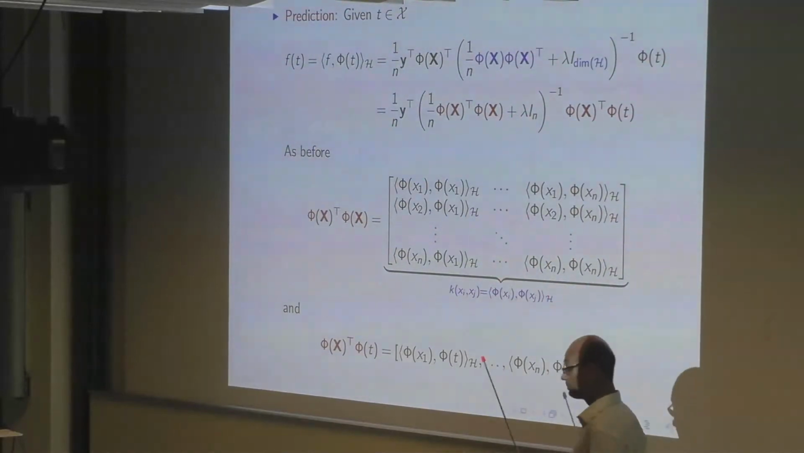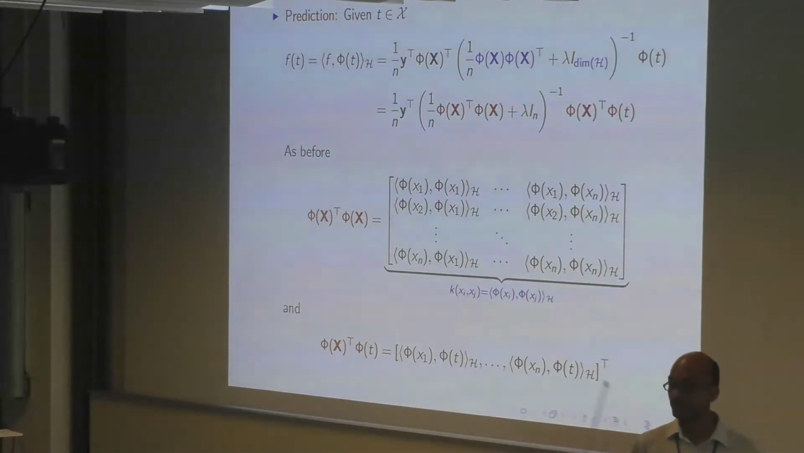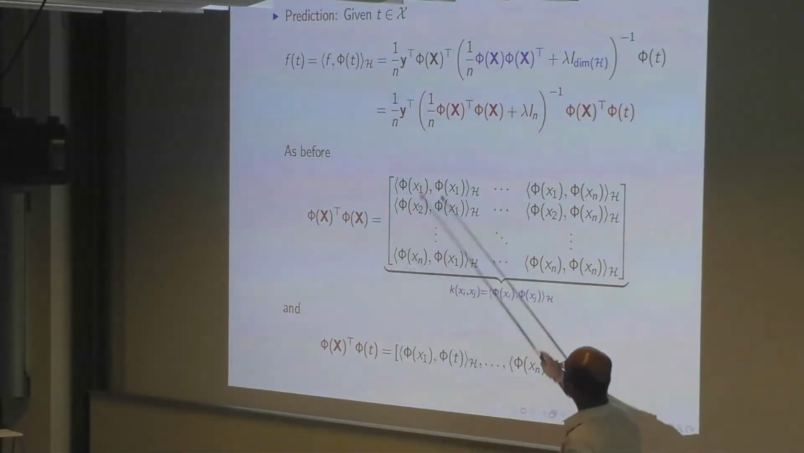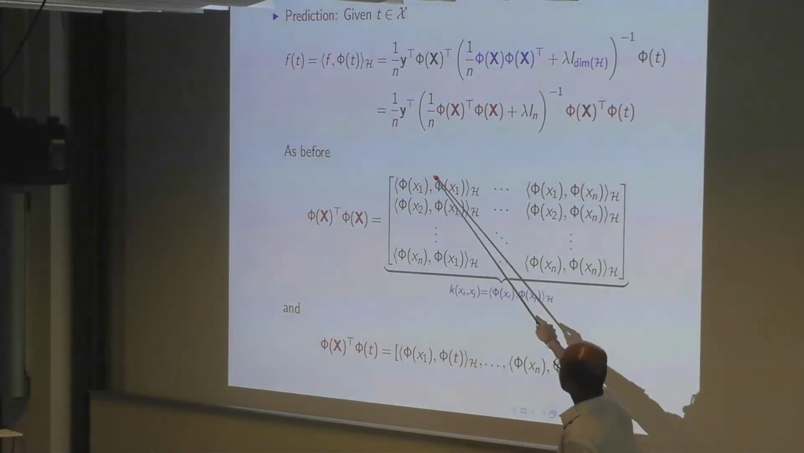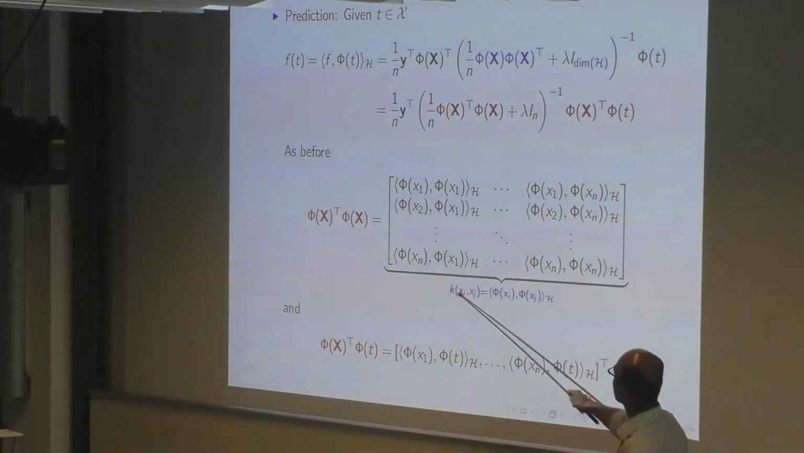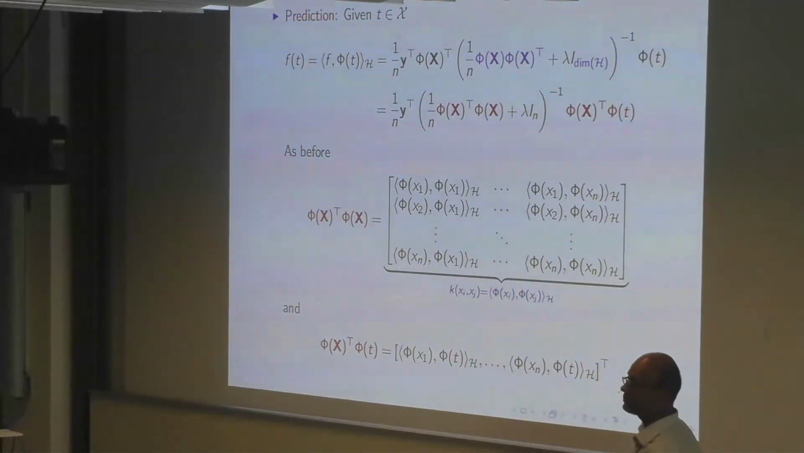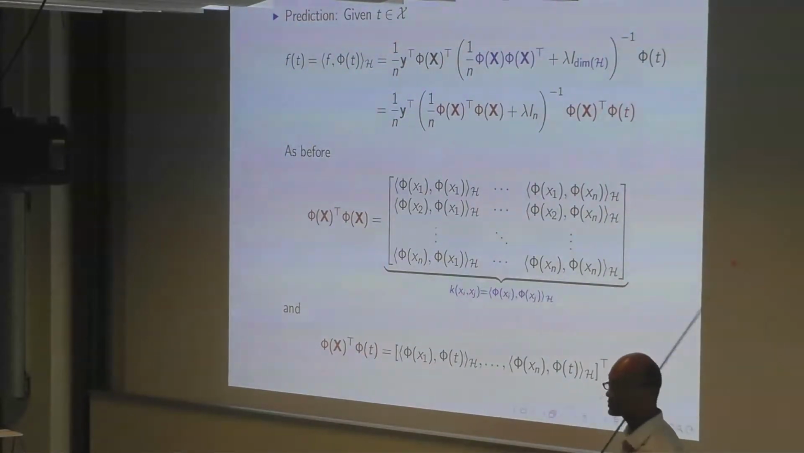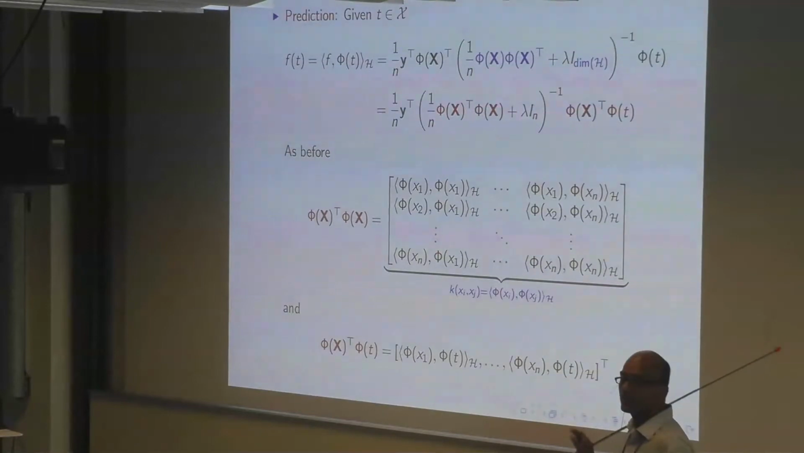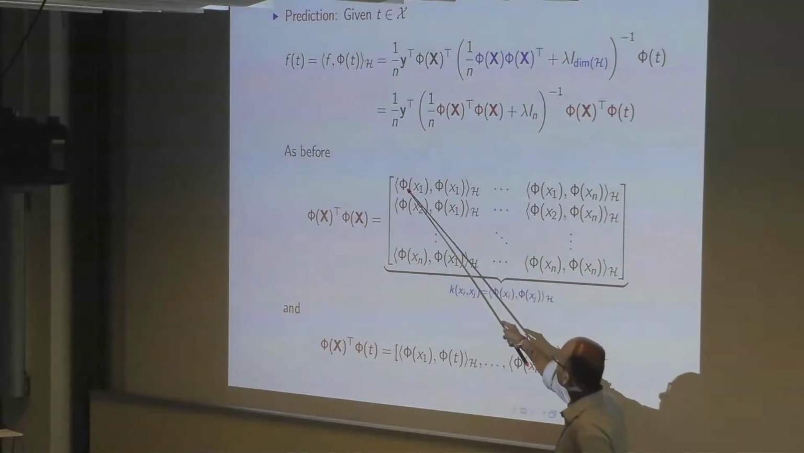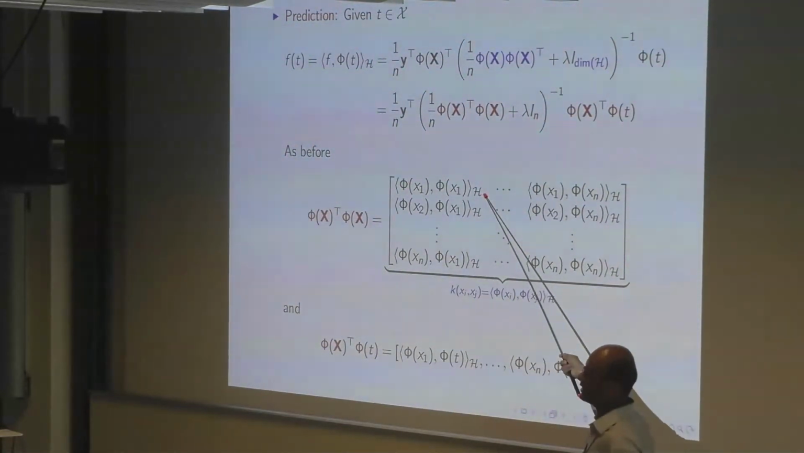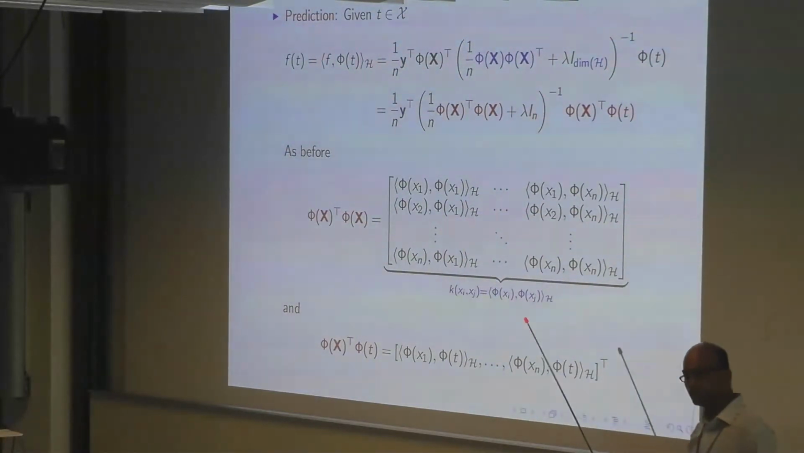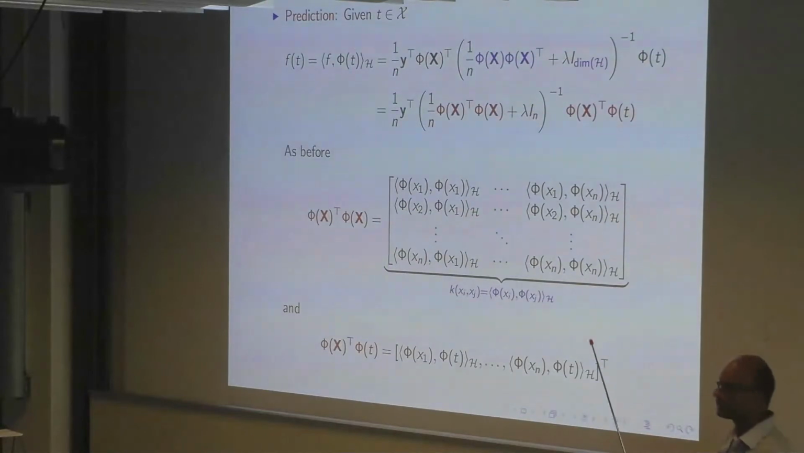What is this telling? All this is telling is that if I have access to a kernel, all you need is to compute the values of the kernel at my training points and the values of the kernel between the training points and some test point. That's all I need to do. I don't have to care about what this feature map is, what this feature space is. All those things are immaterial. And that is the beauty and power of the kernel methods.